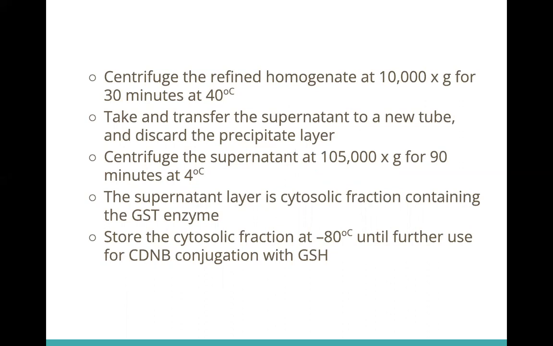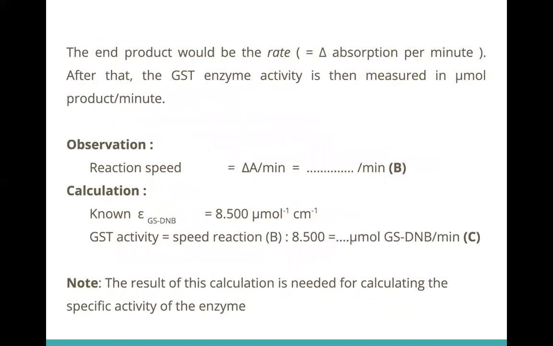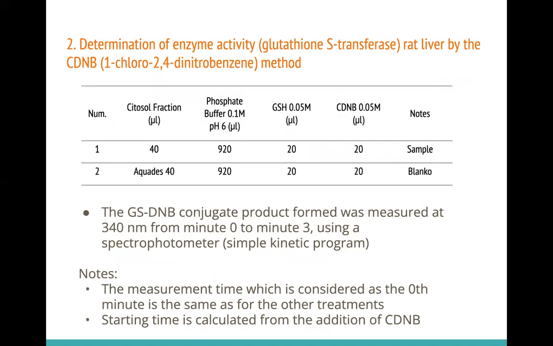After the centrifugation, there are supposed to be two layers there, so here we need to take out the supernatant and store the cytosolic fraction at -80 until further use for the CDNB conjugation with GSH. And that first step was already prepared by our laboratory staff. So the second step is we're going to determine the GST enzyme activity in rat liver by the CDNB method. CDNB stands for 1-chloro-2,4-dinitrobenzene.